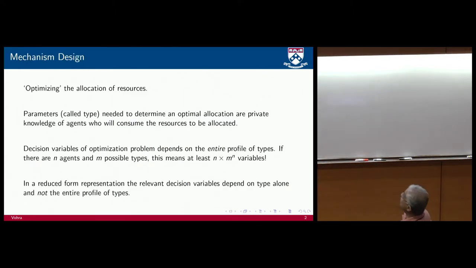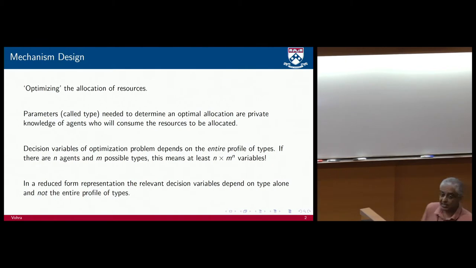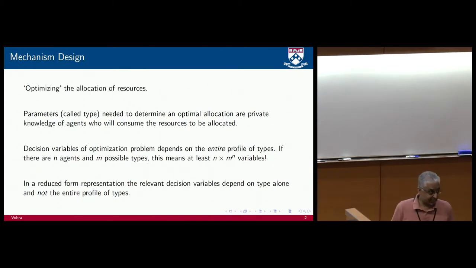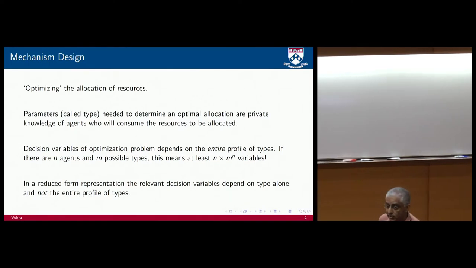And so let me remind you of what we're doing when we study a mechanism design problem. We're essentially solving an optimization problem with the twist that the relevant parameters are the private information of the agents. Okay? So we throw in incentive constraints to account for the fact that we don't have access to those parameters. And what are our decision variables? We have a variable that depends on the entire profile of reports, which is the allocation variable. And then we have another variable, which is the payment variable, which again depends on the entire profile of reports.